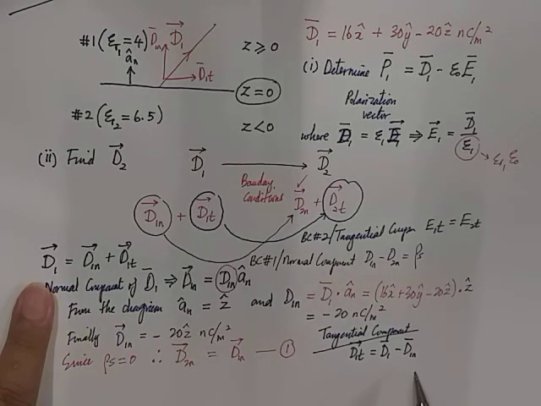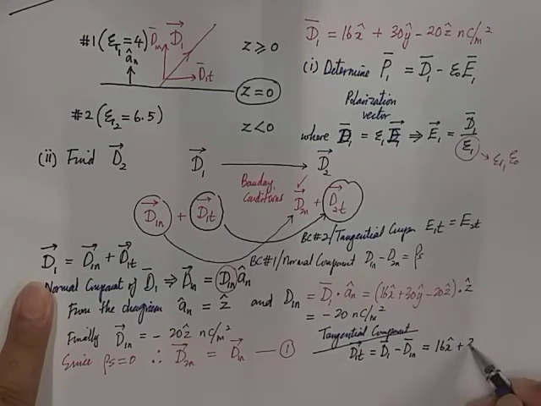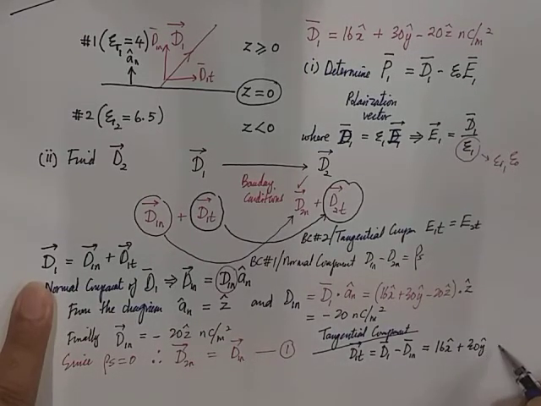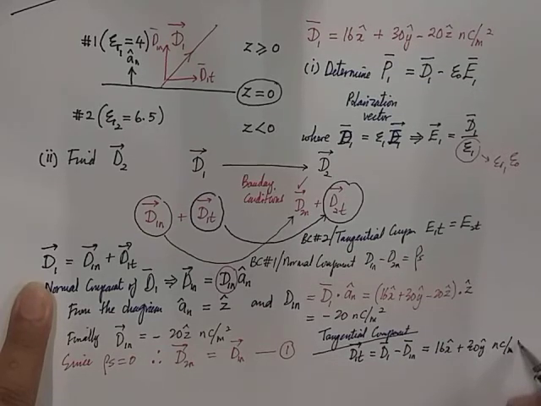So D1n we know already is equal to minus 20. So when we put it into the equation, it should be equal to 16x plus 30y nanocoulomb per meter squared. So alhamdulillah, we are able to find the solution for D1t.